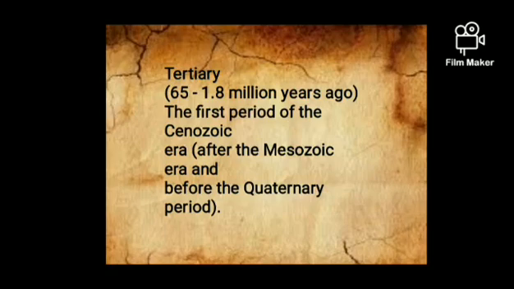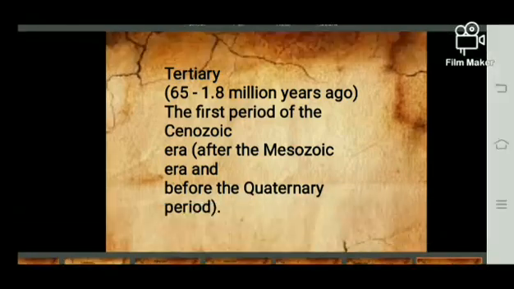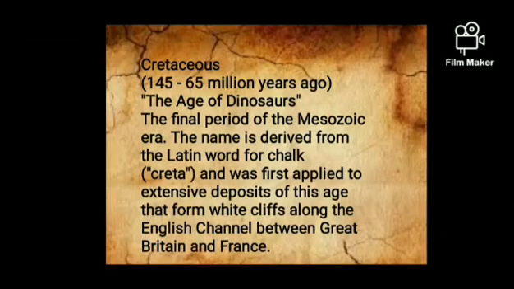Tertiary, 65 to 1.8 million years ago. The first period of the Cenozoic era, after the Mesozoic era and before the Quaternary period. Cretaceous, 145 to 65 million years ago. The age of the dinosaurs, the final period of the Mesozoic era. The name is derived from the Latin word for chalk, creta, and was first applied to extensive deposits of this age that form white cliffs along the English Channel between Great Britain and France.